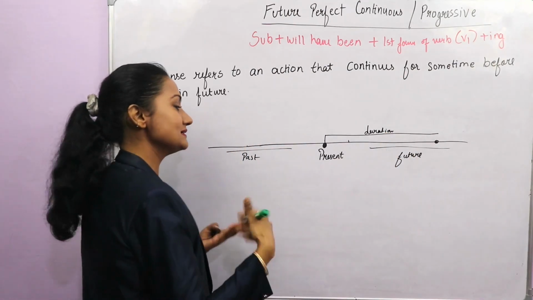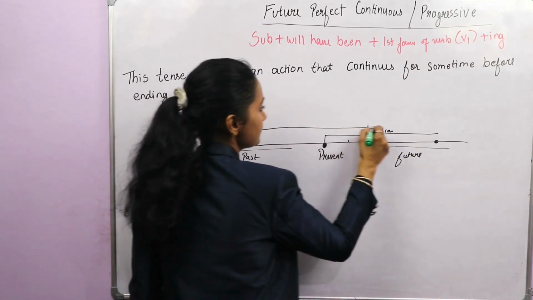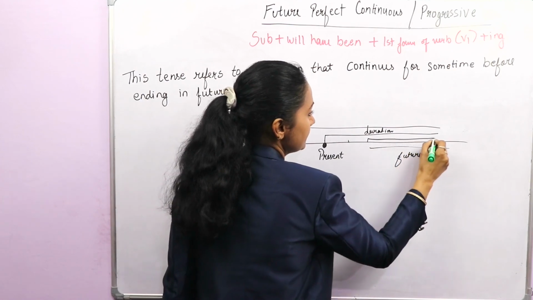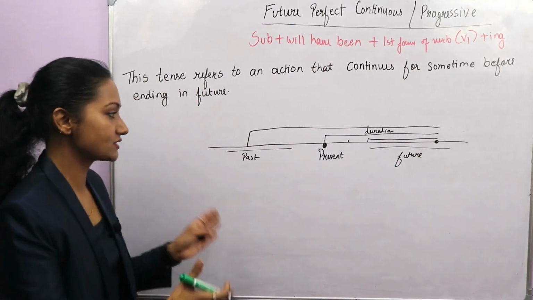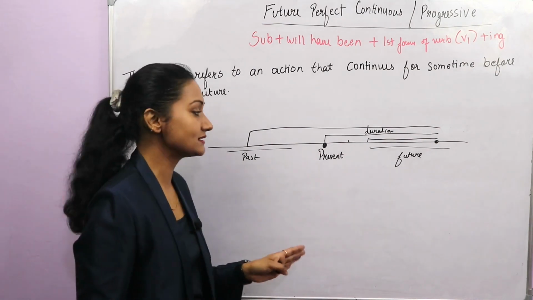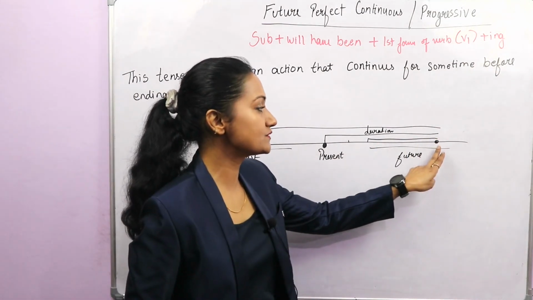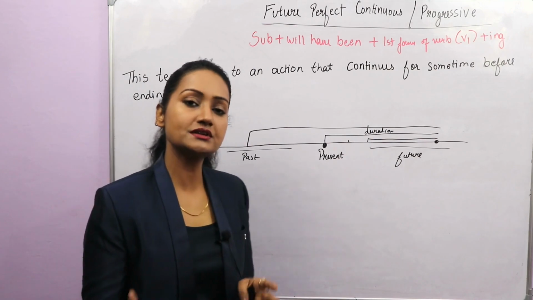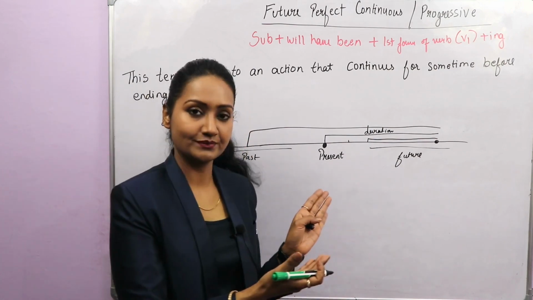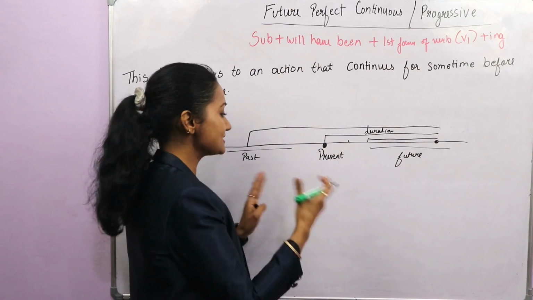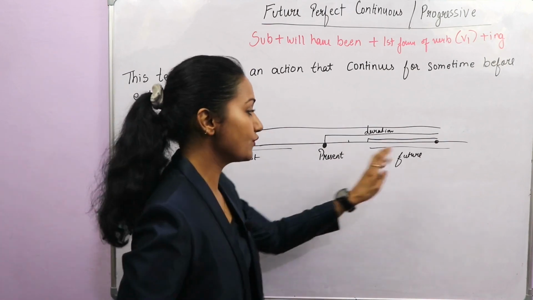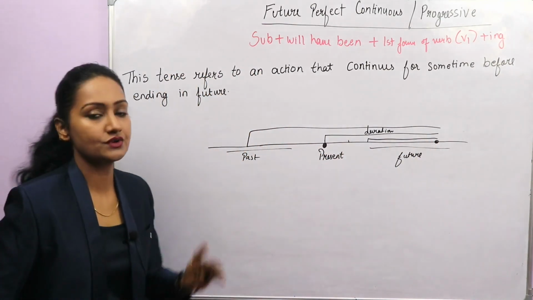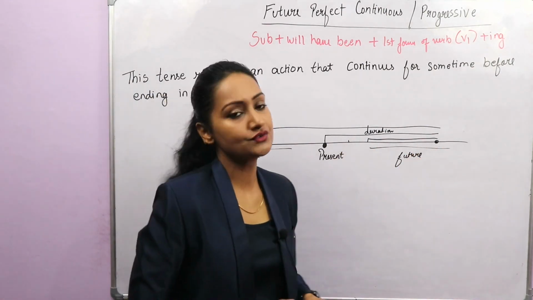Now an action can start in past, in present, or in future. So it is not important when the action starts. The thing which is important is that it will continue at a specific time in future before it ends. So in future there should be a duration. When is it starting? That is not important. Before ending in future, it should have continued for some time.